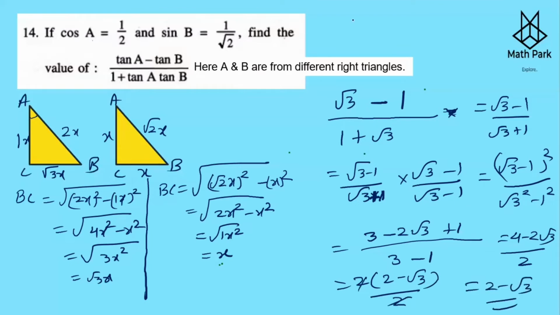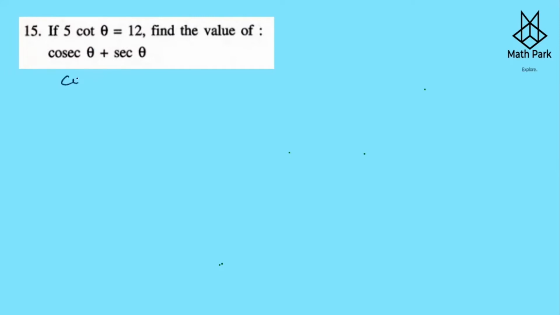That's it. Next question: cot theta is equal to 12 upon 5. So let us draw a right triangle with an acute angle theta.